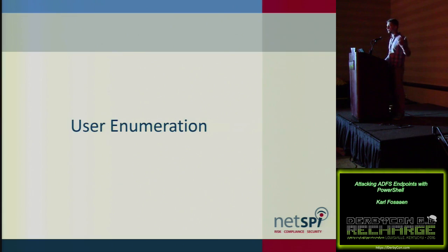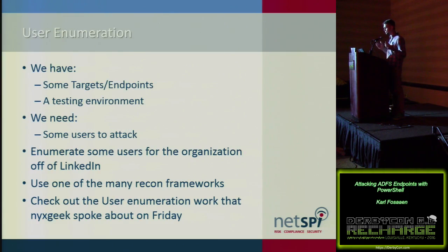So, user enumeration. I think most people in the room have pretty good targets that they go after to enumerate: first name, last name, email address, that kind of stuff. There's a million different frameworks out there. Just choose the one that you like to use. Personally, I like enumerating users off of a LinkedIn page for a company. It's pretty handy. Just use one of the many recon frameworks. Nick, Geek is here. He did some really cool user enumeration work for Lync/Skype for Business. So take a look at his recording from yesterday. Some pretty cool stuff there.